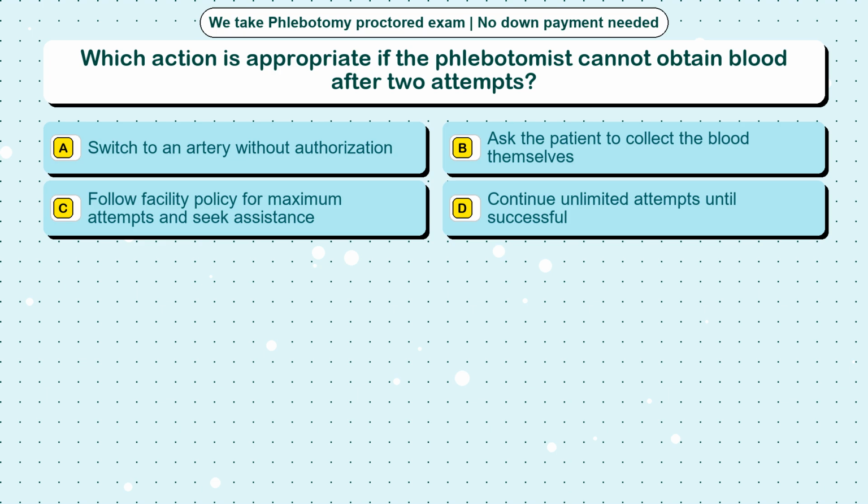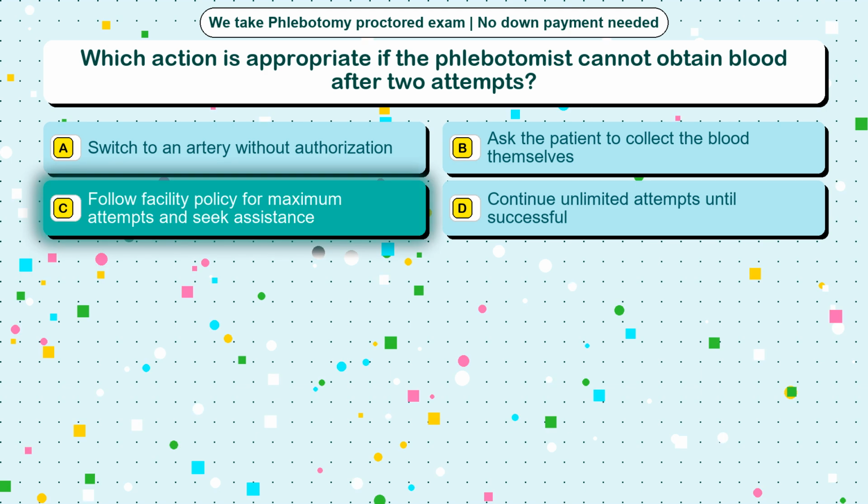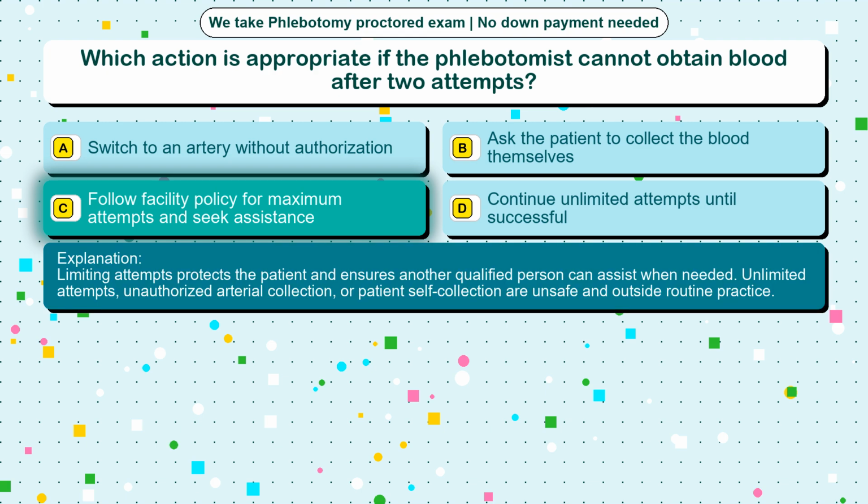Option B, ask the patient to collect the blood themselves. Option C, follow facility policy for maximum attempts and seek assistance. Option D, continue unlimited attempts until successful. The correct answer is option C, follow facility policy for maximum attempts and seek assistance. Limiting attempts protects the patient and ensures another qualified person can assist when needed. Unlimited attempts, unauthorized arterial collection, or patient self-collection are unsafe and outside routine practice.